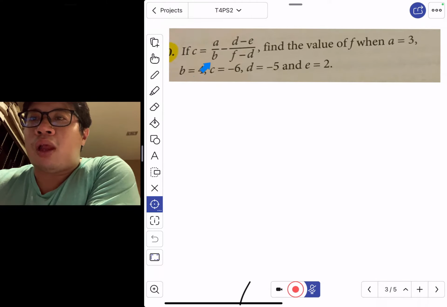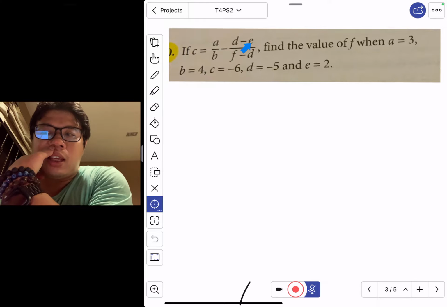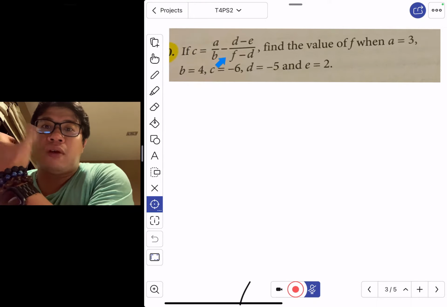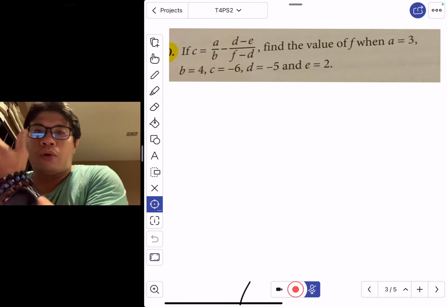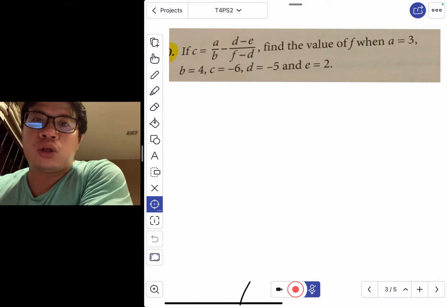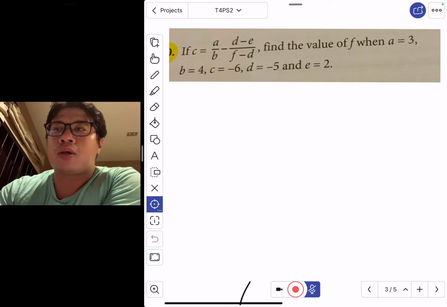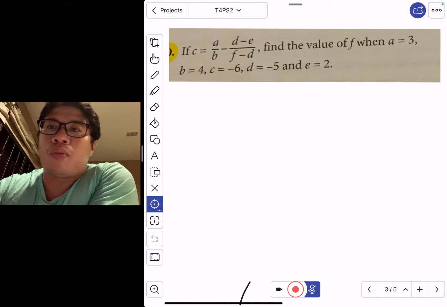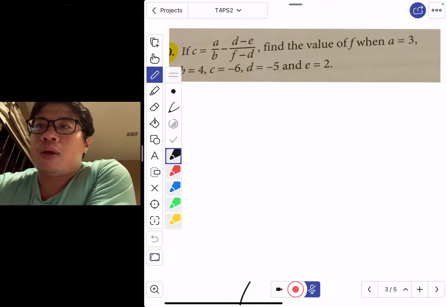We're going to plug in the value of B, which is 4, the value of C, which is negative 6, D, negative 5, and E to be 2. And that allows us to find the value of F over here. So when we are doing this, just be careful. Take note of the order of operations, because most of the time the mistakes come from doing the wrong order of operations. So let me go one by one.